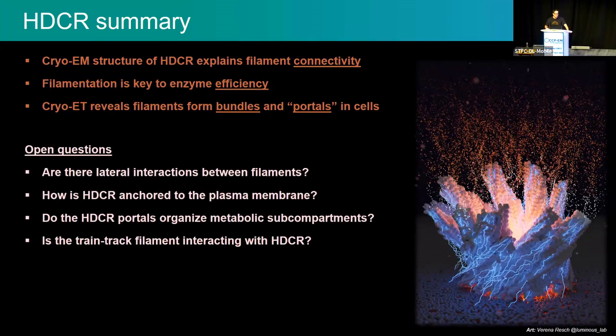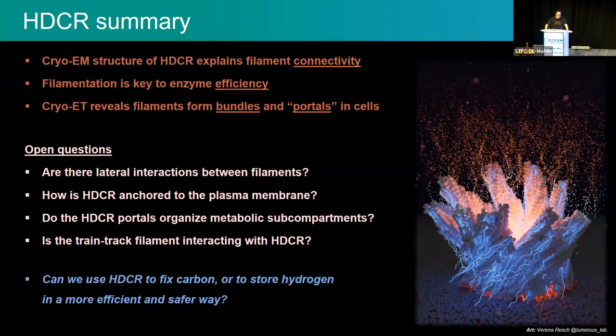There are now several open questions that we would like to understand. For example, whether there are lateral interactions between the filaments. Also, how is HDCR anchored to the plasma membrane? There's probably some other complex in there that we would like to resolve. We would like to understand whether these HDCR portals are organizing metabolic subcompartments within the cell, and whether these other large filaments, the train tracks, are interacting with HDCR, whether they are part of the metabolic pathway, or what they are doing there. And finally, we would like to know if we could use HDCR to do carbon fixation or to store hydrogen as a clean energy source.